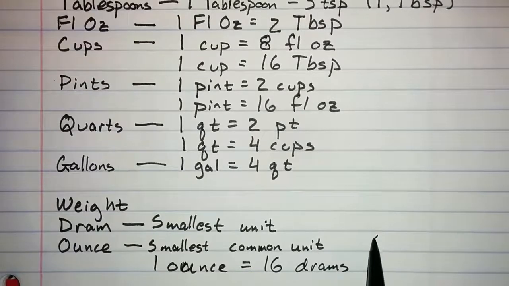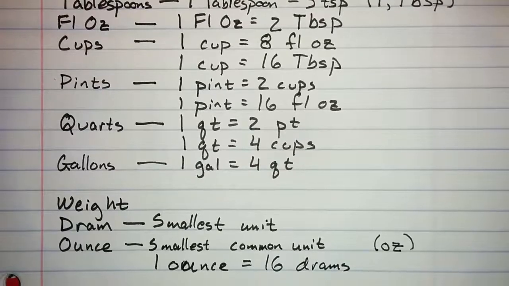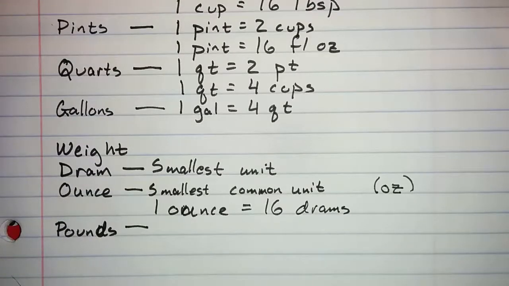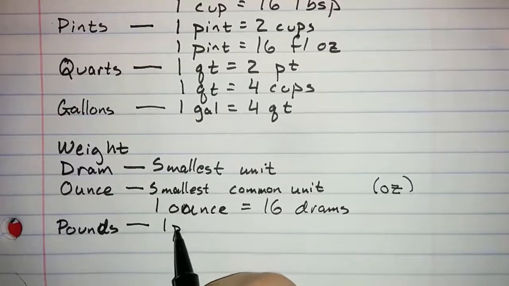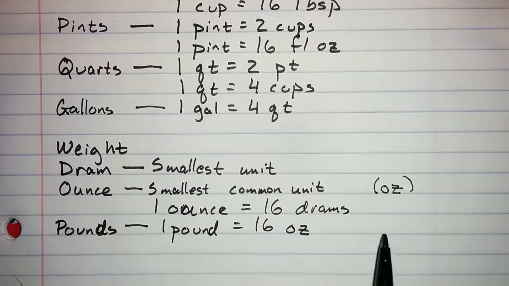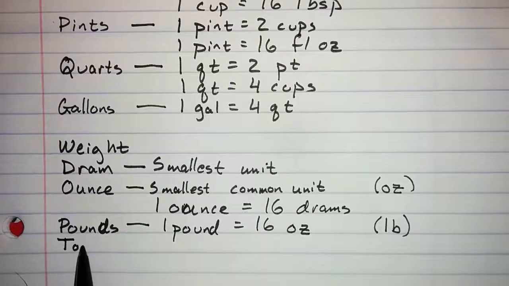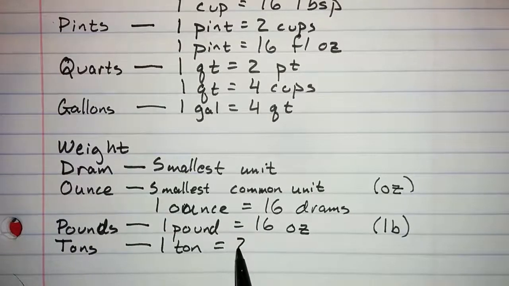Ounces also have a weird abbreviation. It's abbreviated OZ. Pounds are the unit that we see used for weight most often. They're what we use when, for example, we weigh ourselves, or on the other hand, when we order deli meat. 1 pound is 16 ounces. Pounds have the weirdest abbreviation of them all. They're abbreviated LB. And finally, the largest unit of weight in the common system is tons, with 1 ton equaling 2,000 pounds.